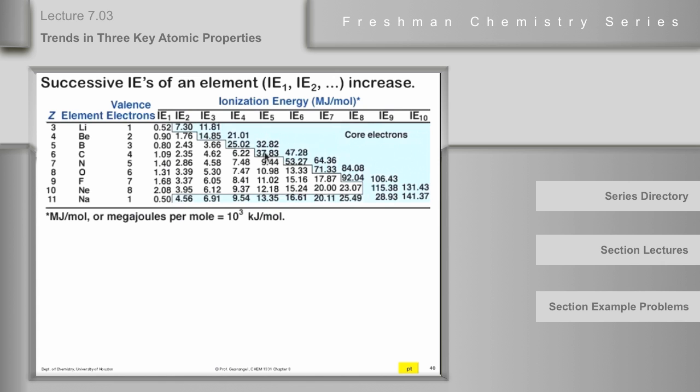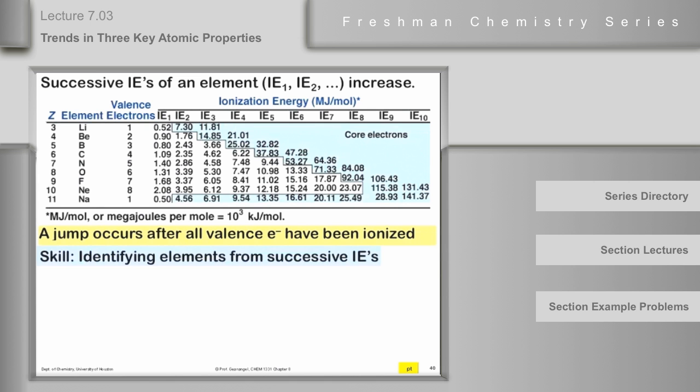And if you didn't know it was carbon, you could at least figure out that whatever that element was, it had 4 valence electrons, right? Because you had 4 relatively low values going up a little bit each time, and all of a sudden it went through the ceiling. The ceiling was the first electron out of the core. Questions about that? This is a frequently missed topic. A jump occurs after all the valence electrons have been ionized.